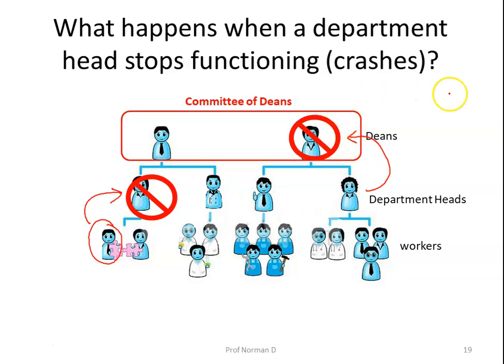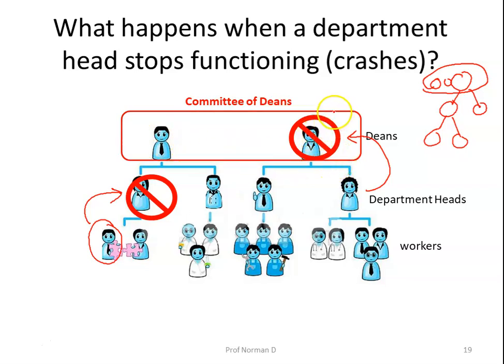That is the reason we do not have a single node in this particular structure. It is not like this, that we have a single node and then subordinate nodes. But at the root level, we have more number of nodes. That is, here in this case, it is shown as a committee of dean.